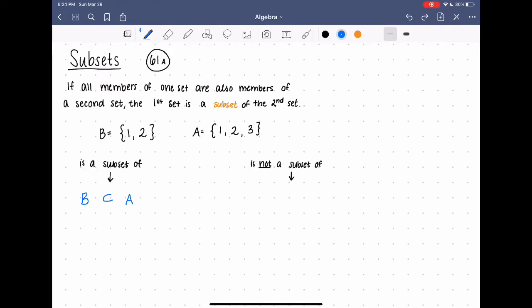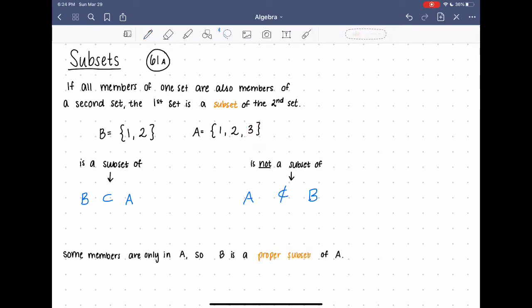However, A would not be a subset of B. So I'm going to take that and just cross it out. And that means is not a subset of. And A can't be a subset of B because of this 3 here. It has something that's not in the B.